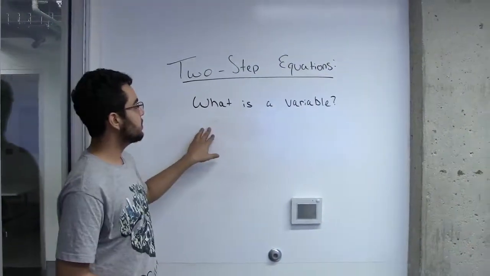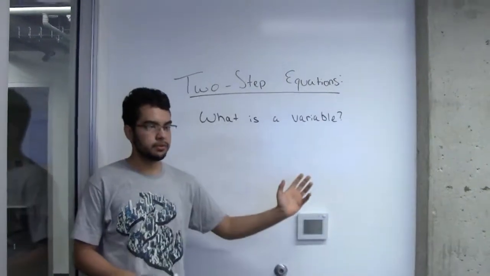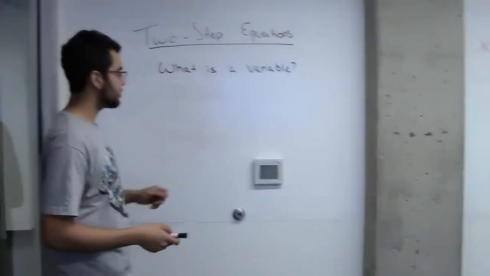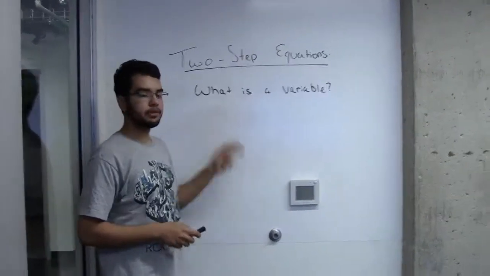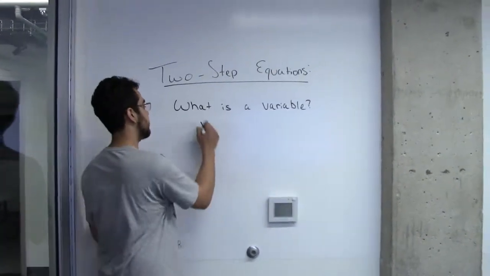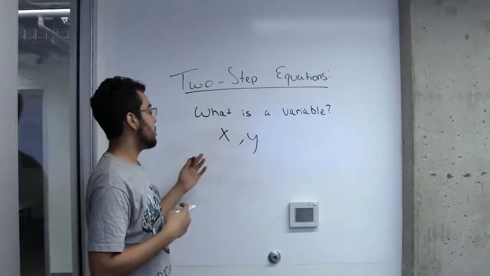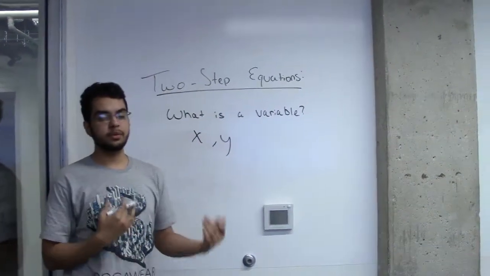Now, before we proceed, let's define what a variable is. Do any of you know what a variable is? It's a letter. Yes, that's partially correct. So a variable is any symbol, usually represented by an x or a y in an equation, that represents an unknown number that will make an equation true.